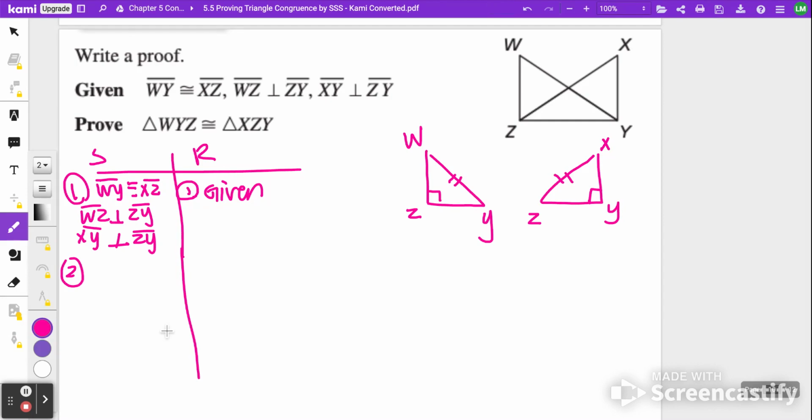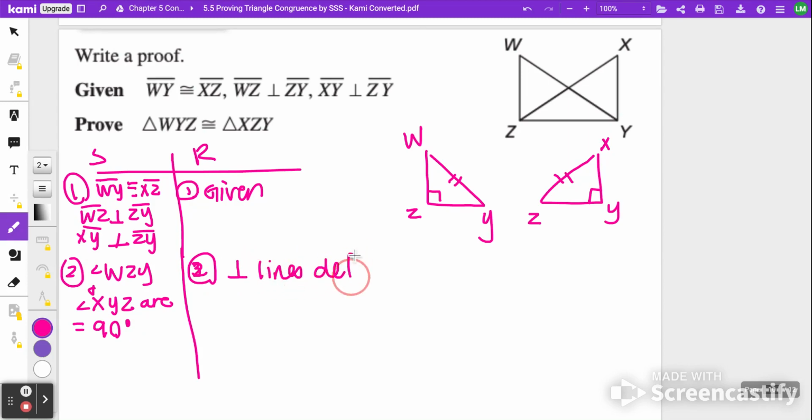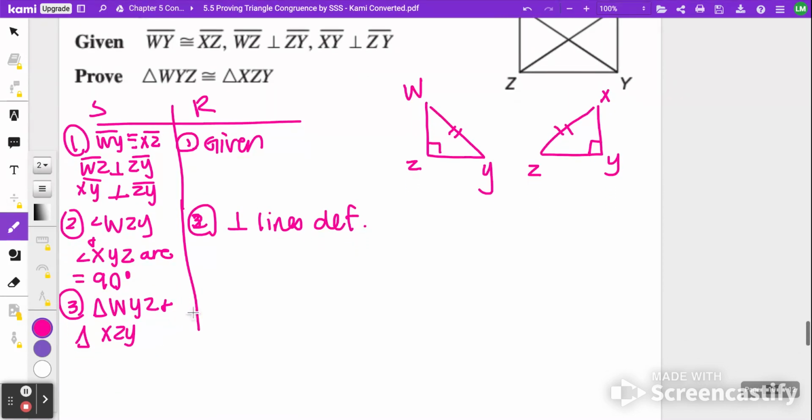Now what we want to know is how can I start going forward with proving that hypotenuse. What I do know is that angle WZY and angle XYZ are equal and 90 degrees, and that is due to the definition of perpendicular lines. Okay. We can also state that triangle WYZ and triangle XZY are right triangles.